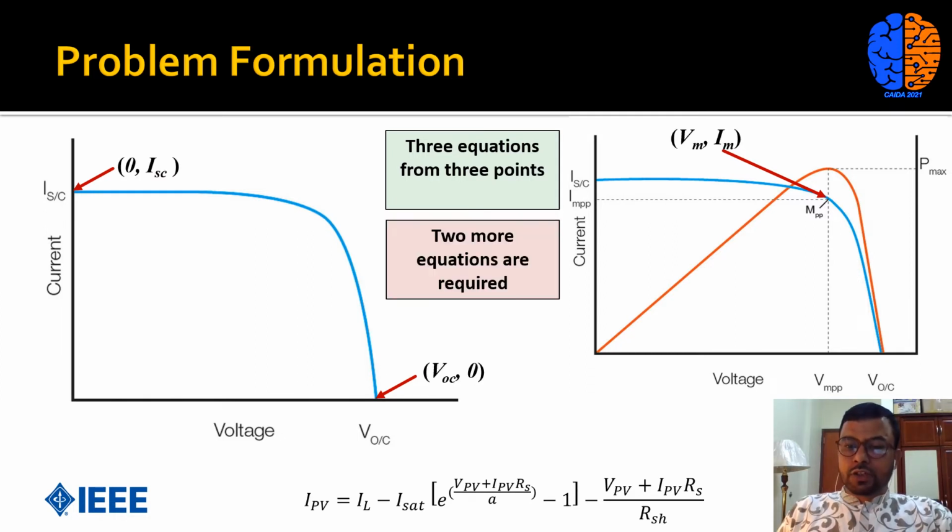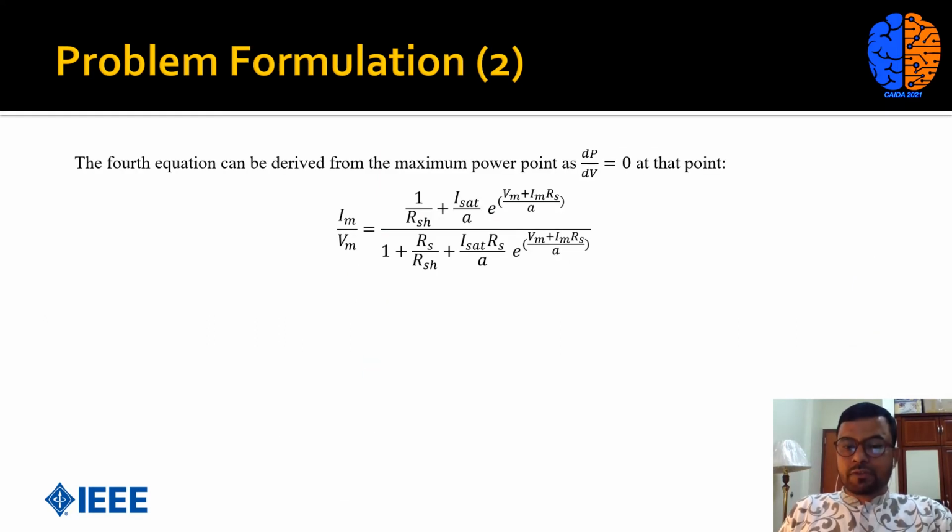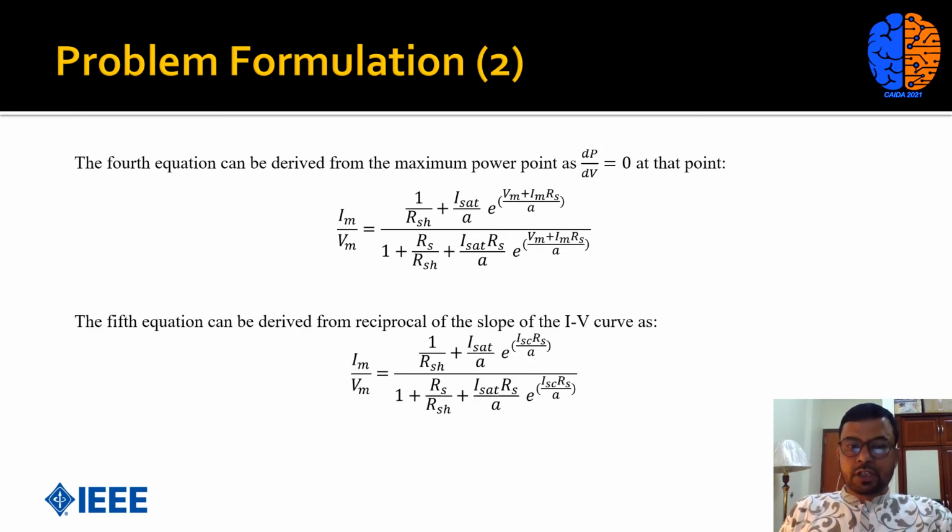Still, we need two more equations to solve the 5-parameter model of the PV module. The fourth equation can be derived from the maximum power point, as dP over dV equal to 0 at that point. Similarly, the fifth equation can be derived from the reciprocal of the slope of the IV curve.